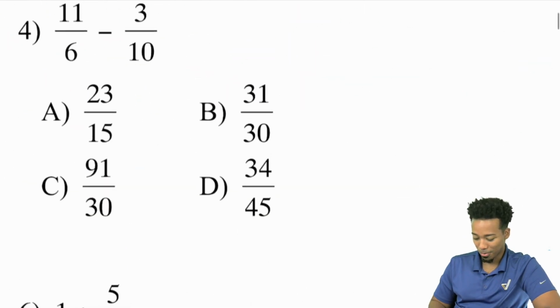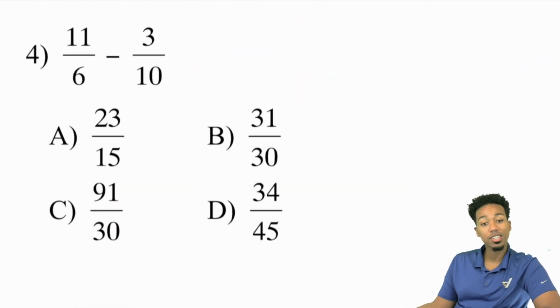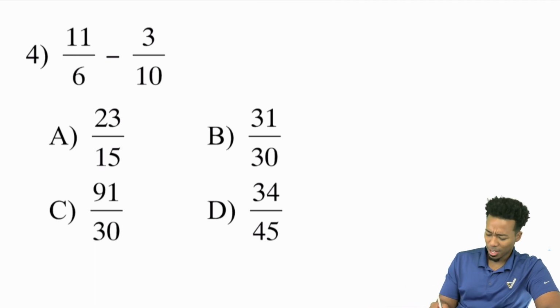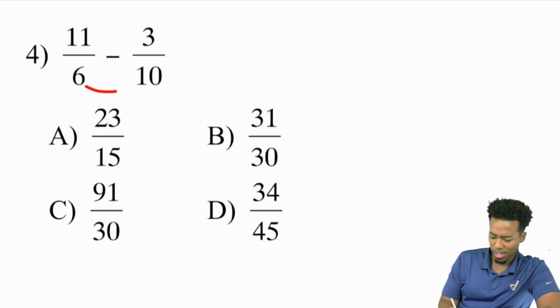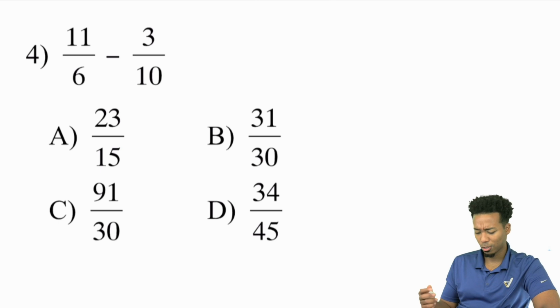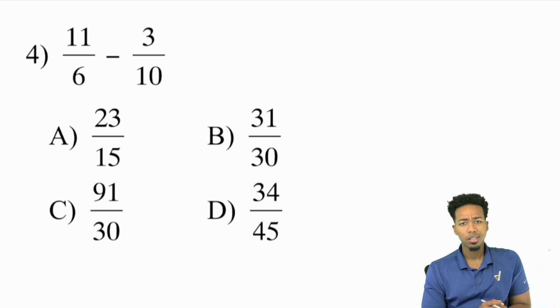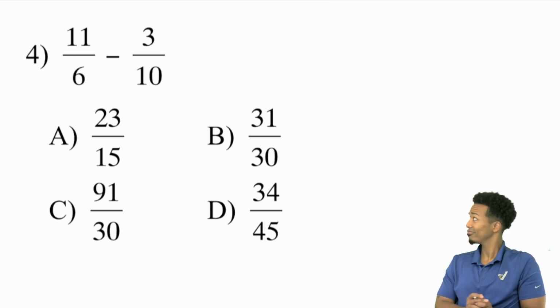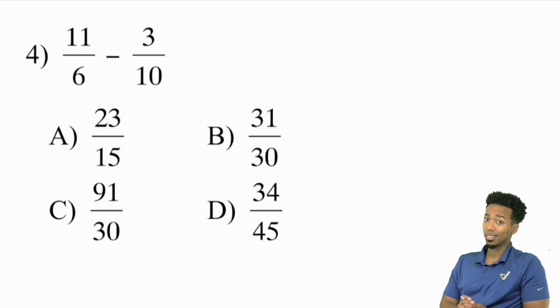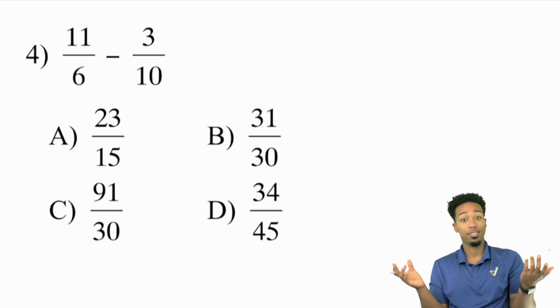Next up, number 4. We have 11 over 6 minus 3 over 10. This is a perfect example of where we're going to have to do a little bit more work. Because notice, in the earlier problems, I was asking, hey, can this denominator go into that one? Can I just only modify one? In this case, nah, we're going to have to change both. We're going to have to change both, but the question is, how?